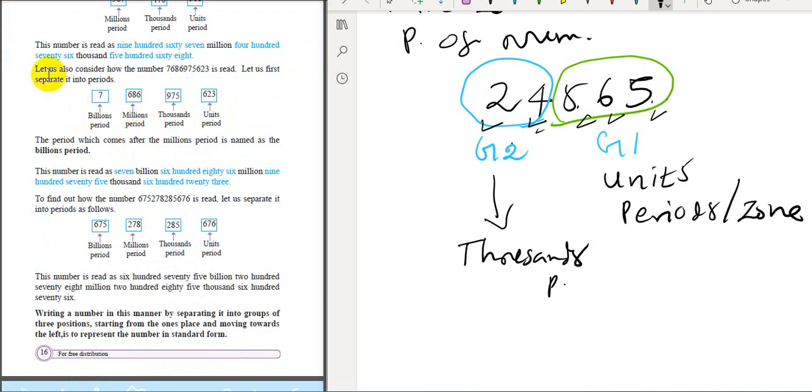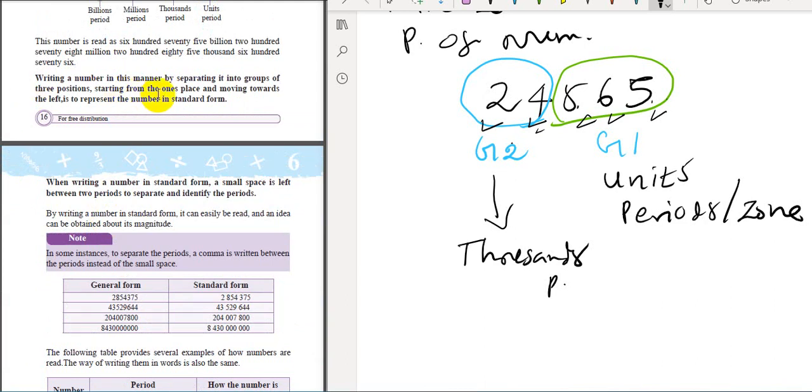Then what about this one? After the million, let us consider how this number is read. Let us first separate it into periods. The period which comes after the million period is the billion period. After the unit is the thousand period. After the thousand is the million period. After the million is the billion period. So how can we say it if it comes under the billion? 7,686,975,623. That's all.